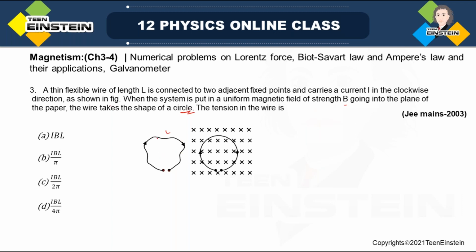Now when the system is put in a uniform magnetic field like this, you can see here of field strength B going into the plane of the paper. This cross sign indicates that the magnetic field is directed into the plane of the paper. Now you have to find out the tension in the string if the shape of this becomes a circle. Okay, then you have to find out the tension in the wire.